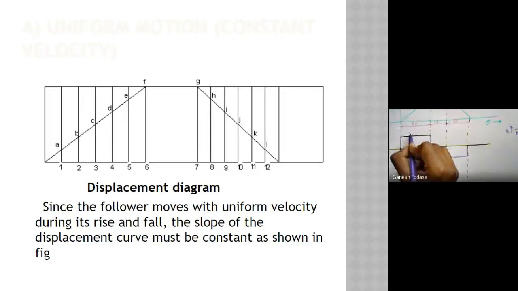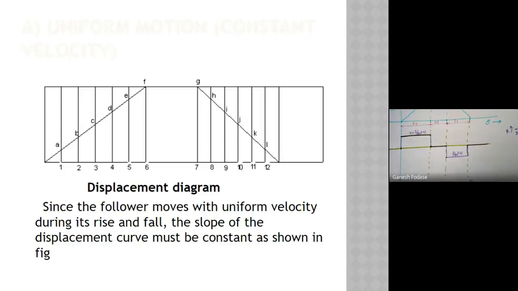You can observe here the velocity is constant and it is equal to how much magnitude? It is equal to S upon theta O into omega. Here also it is S upon theta O into omega. This much amount of velocity is there. So this is your graph for velocity.